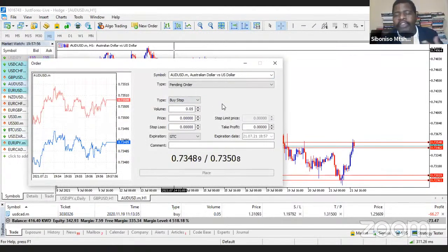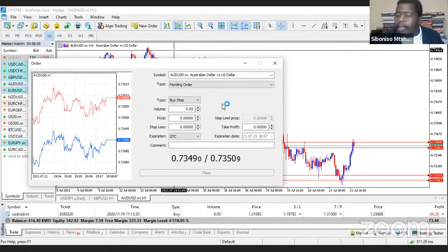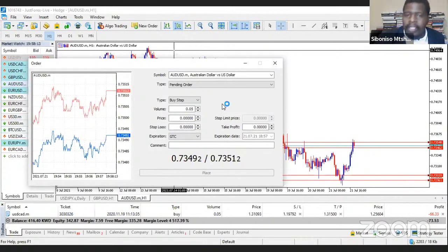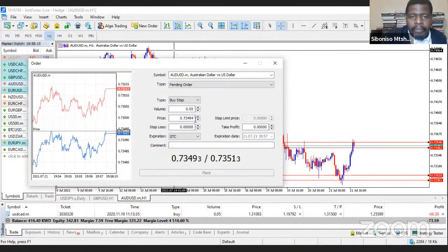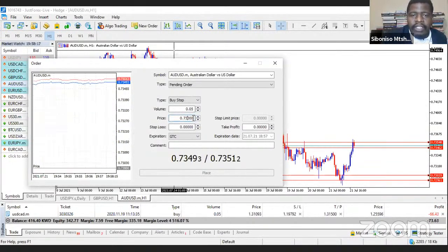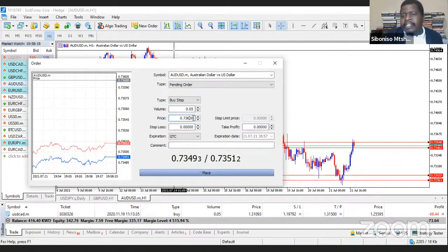Remember, buy stop is a continuation trade. So meaning that if the market moves, I have the idea that the market will continue to be bullish. So if it reaches my order price, it may activate my trade to move further up. So I will put it at 73, for instance 600. That is where I will put my buy stop.